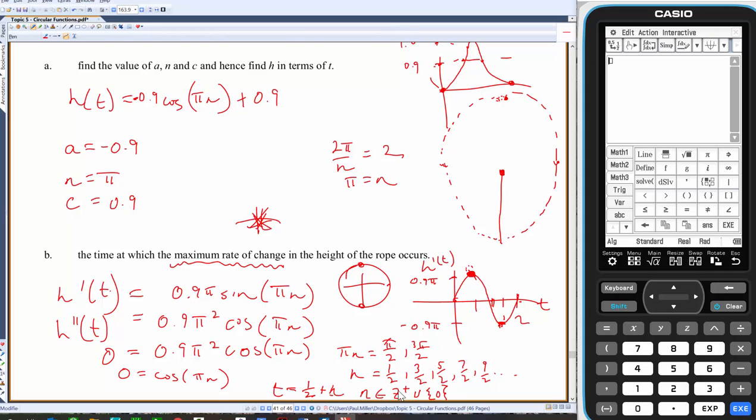All right, so let's see what happens. If I put in 0, I get a half. If I put in 1, I get 1.5 or 3 on 2. If I put in 2, I get 5 on 2, 7 on 2, 9 on 2, and I've got all of my solutions there. So the time in which the maximum rate of change occurs can be worked out here. T is equal to a half plus n, where n is an element of Z positive, but we're going to include 0 as well. Pretty difficult problem, that one. Okay, that one is tough. Beware of this one here. Just a little tip, it did come up in last year's exam.